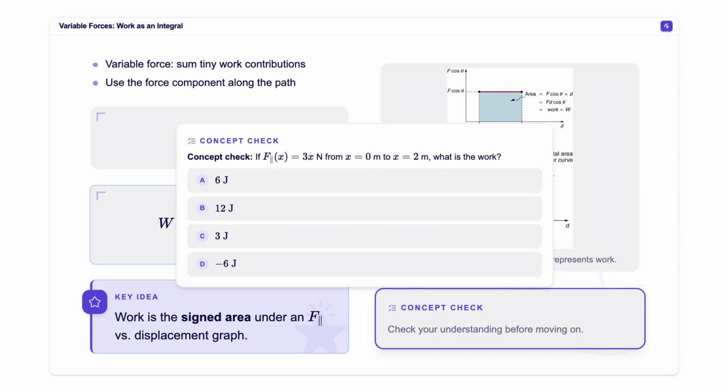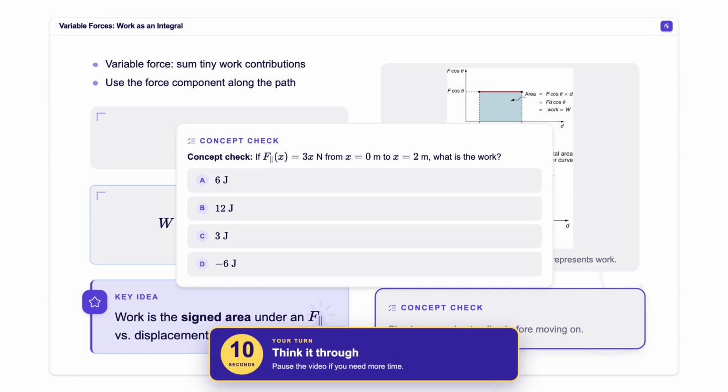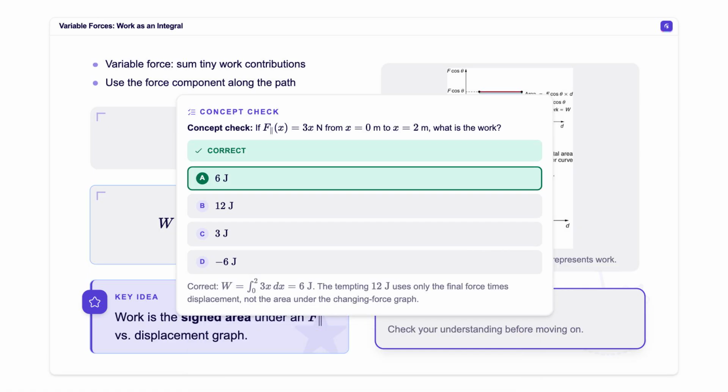Try this concept check. If the parallel force is 3x newtons from x equals 0 meters to x equals 2 meters, what is the work? Think area under the changing force graph, not just the final force times distance. Correct. W equals the integral from 0 to 2 of 3x dx, which equals 6 J. The tempting 12 J uses only the final force times displacement, not the area under the changing force graph.